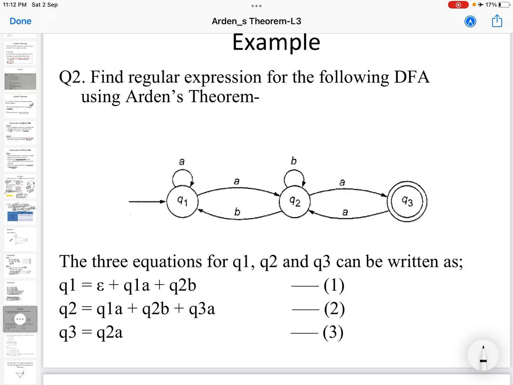Let's see the next example. Find the regular expression for the following DFA using Arden's theorem. So you will be given a DFA. 3 equations will be: Q1 is the initial state, so Q1 = epsilon plus Q1 into A and Q2 into B. Q2 is Q1 into A, because A is moving towards Q2, and B is also moving towards Q2, so Q2 into B. Q3 is Q2 into A. Step number 1 is done.